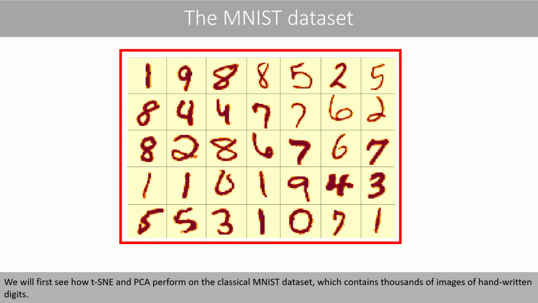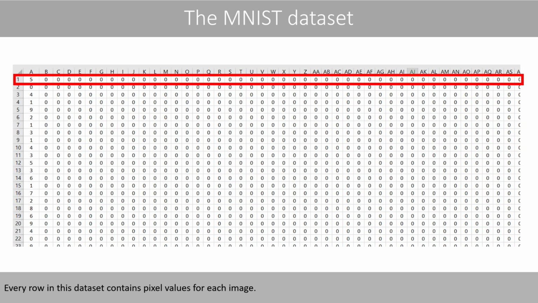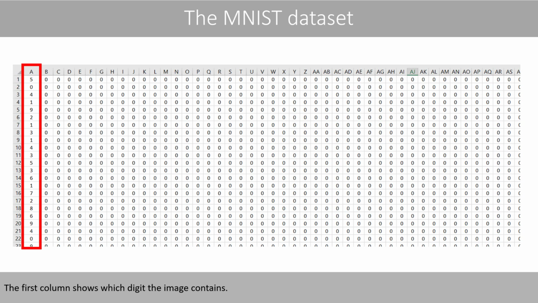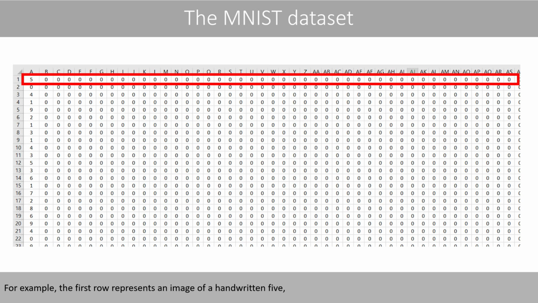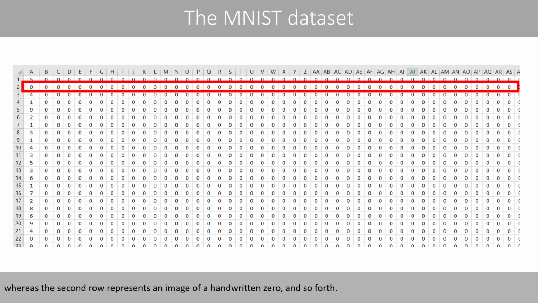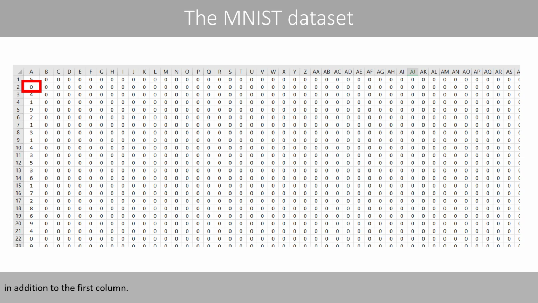We will first see how t-SNE and PCA perform on the classical MNIST dataset, which contains thousands of images of handwritten digits. Every row in this dataset contains pixel values for each image. The first column shows which digit the image contains. For example, the first row represents an image of a handwritten 5, whereas the second row represents an image of a handwritten 0, and so forth. Each image is a square that contains 784 pixels, which means that each image or row has 784 columns in addition to the first column.